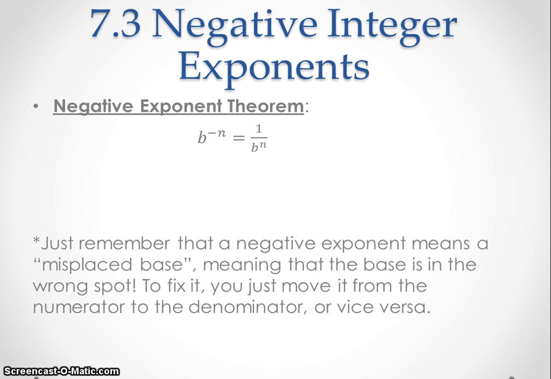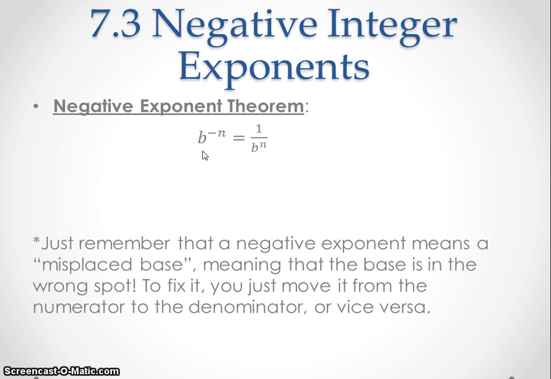Okay, today we're going to talk about negative integer exponents. When you have negative integer exponents, you have to be careful of what you do with them and where they end up. If you look at our negative exponent theorem, it says specifically, if you have some base to some negative exponent, you take that base and put 1 over the base to the positive exponent. So it's essentially its reciprocal.